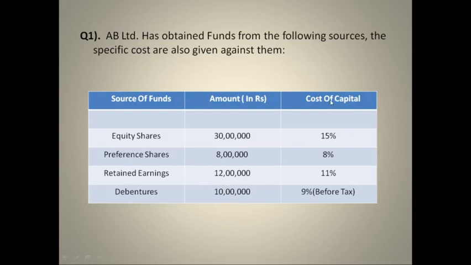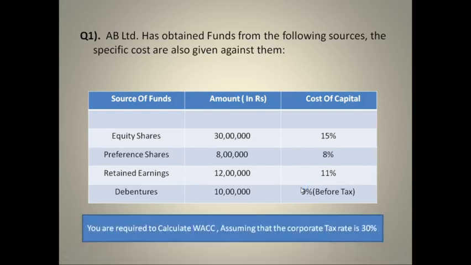Now we have also been given the cost of capital, which means the cost of equity shares is 15%, cost of preference is 8%, cost of retained earnings is 11%, and cost of debentures is 9%. But one point to remember: this is the cost of debentures before tax. So we will have to find out the cost of debentures after tax. The information given in the question is that we have to assume the corporate tax rate as 30%.